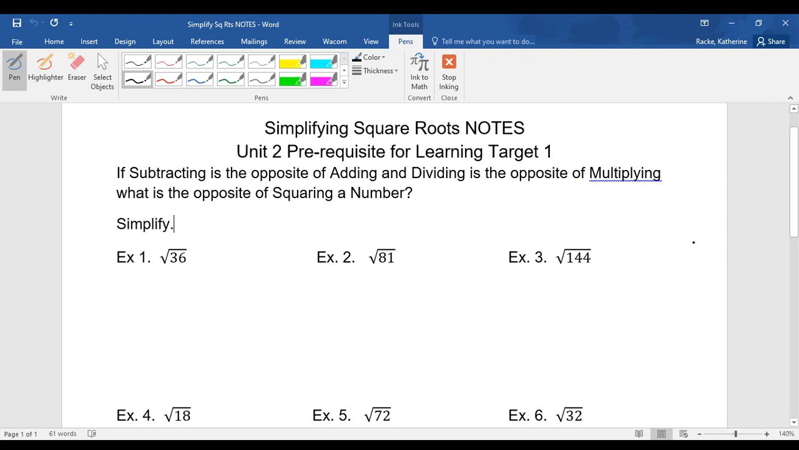All right, hi guys. We're going to start by simplifying square roots today. Just to give you a little introduction of it: if subtracting is the opposite of adding and dividing is the opposite of multiplying, what is the opposite of squaring a number? That would be finding the square root of that number.